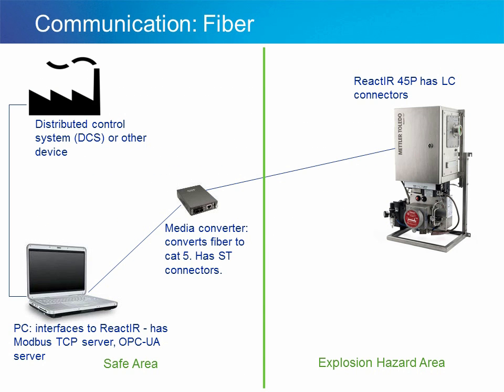If we look at the communication setup using optical fiber, on the right in the explosion hazard area, we have the FTIR 45P. Fiber comes into the safe area and connects to a media converter. From the media converter, Cat5 or standard Ethernet cable connects to a PC. The PC can in turn be connected to a DCS.